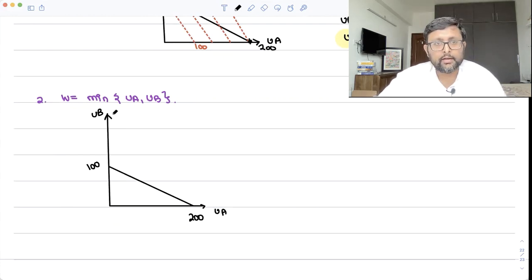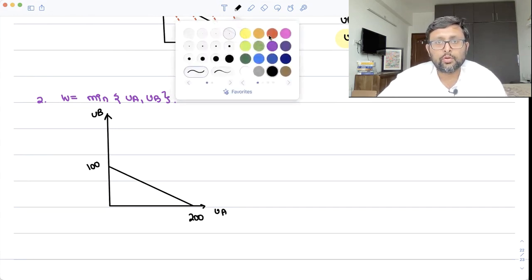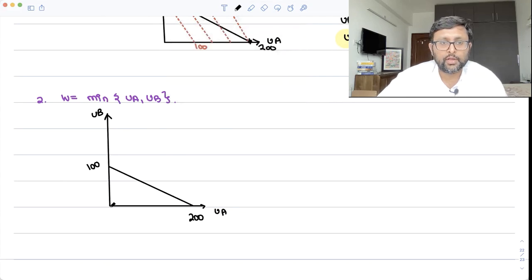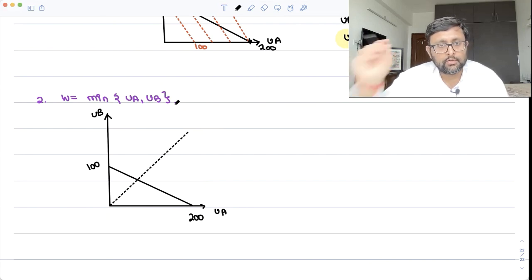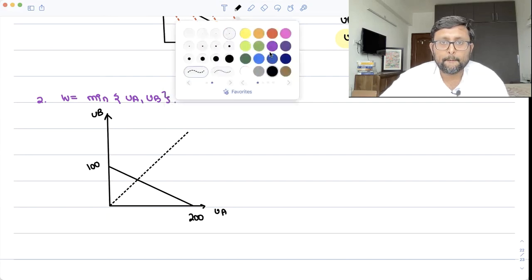Acha, you tell me one thing. I think I've told you in the consumer theory classes also that whenever you have a kinky function, you will draw the kink line first. So the kink line would be UA is equal to UB. That is what the kink line is. UA is equal to UB. Because here the point is going to be at the kink only.